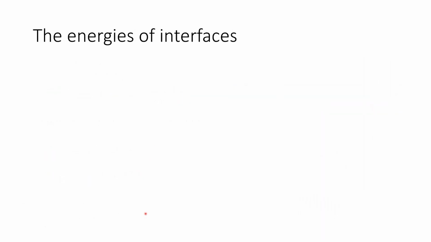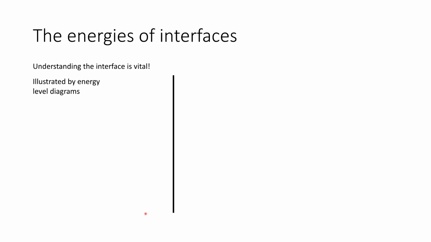Because the interface is where all the good stuff happens, understanding that interface is really important as well. So let's think about energy level diagrams. These are schematic diagrams to show the energy of the interface. By convention, the solid, or the electrode, is shown on the left.